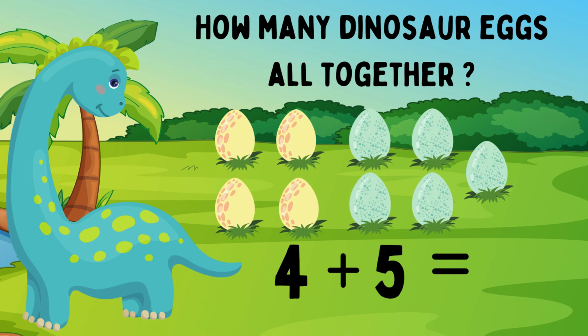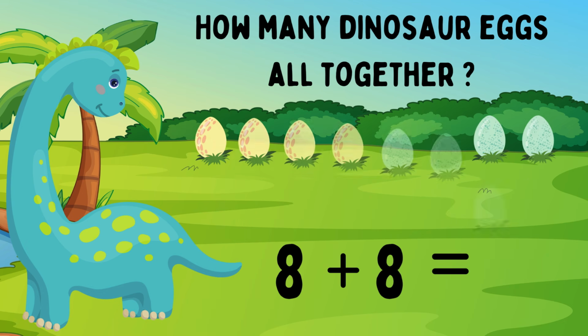Problem number 8. How many dinosaur eggs are there altogether? 4 eggs plus 5 eggs equals what? The answer is 9. 4 plus 5 equals 9. Great job.